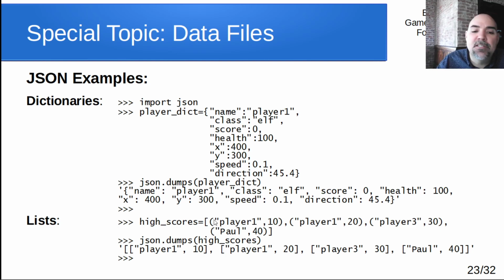You can also do lists. Here's the high score list we had earlier with the list of tuples. We encode that. One thing to note is that when we dump that, there's no distinction in JavaScript between lists and tuples, so they all just get stuck in as lists. So this becomes lists of lists rather than lists of tuples, but it's the same hierarchy and the same data encoded in there.